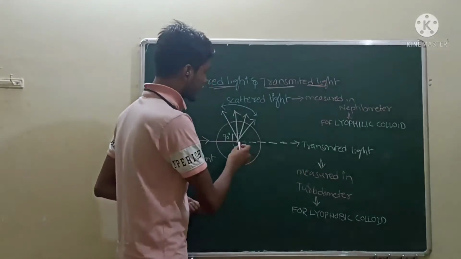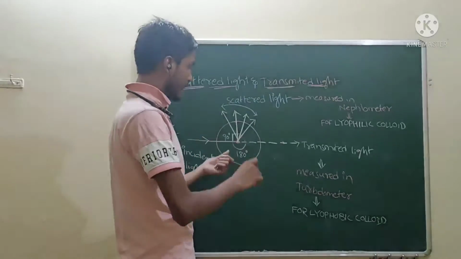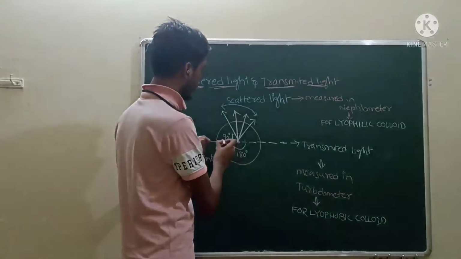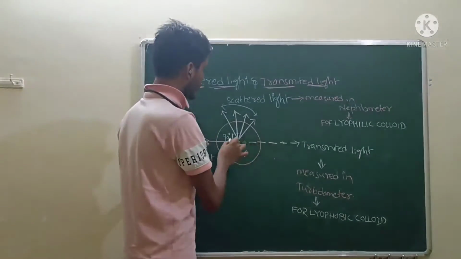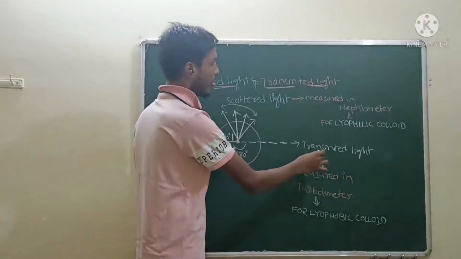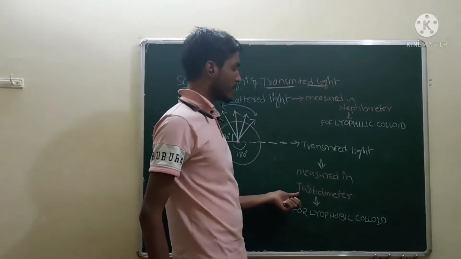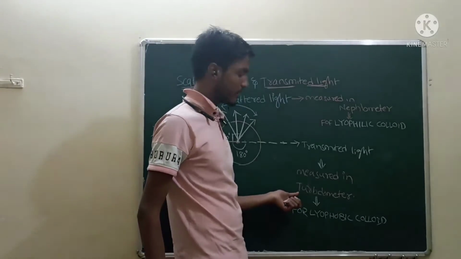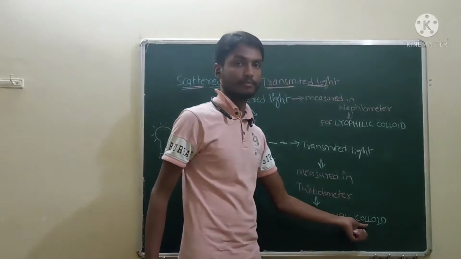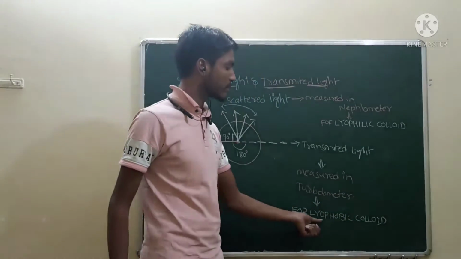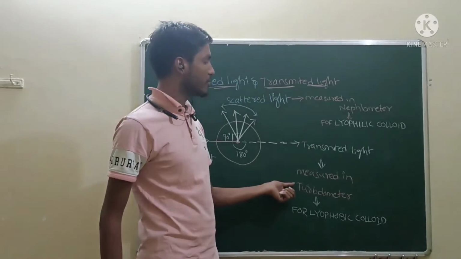The transmitted light we can observe at 180 degrees to the incident light. This transmitted light we can measure in turbidometry, or in the turbidometer, for quantification of lyophobic colloid, or for determining the concentration of lyophilic colloid.